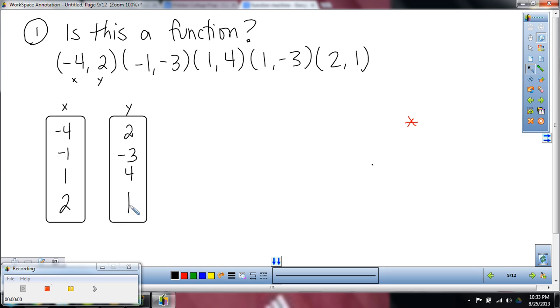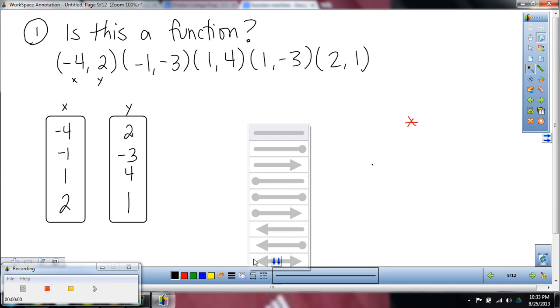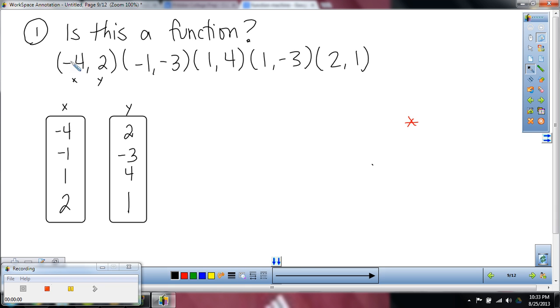And now we want to draw our arrows, our mapping diagram. So sometimes this is drawn in for us, but when we're creating our own, we need to draw the arrows in ourselves. So I know that -4 needs to go to +2. Here we go. -4 needs to go to +2. I know that -1 needs to go to -3. 1 needs to go to 4. And 1 also needs to go to -3. And 2 needs to go to 1.